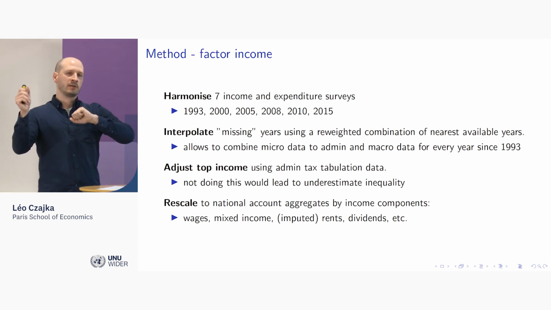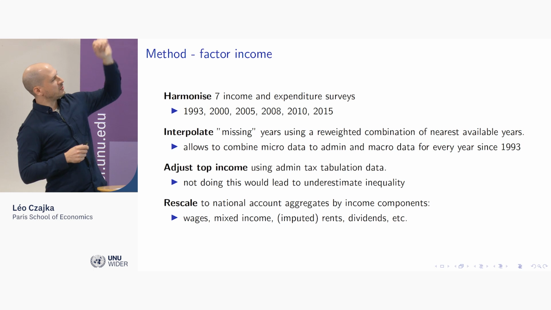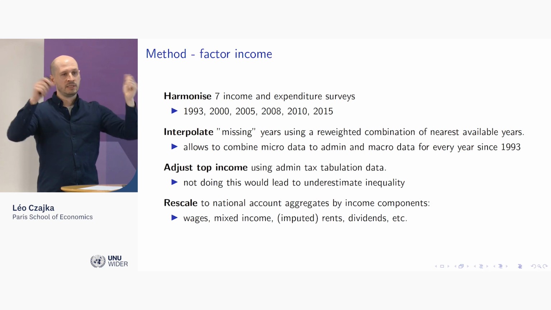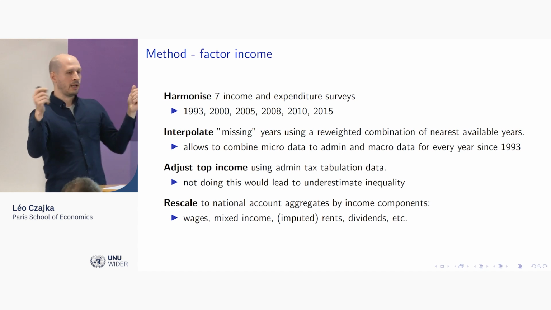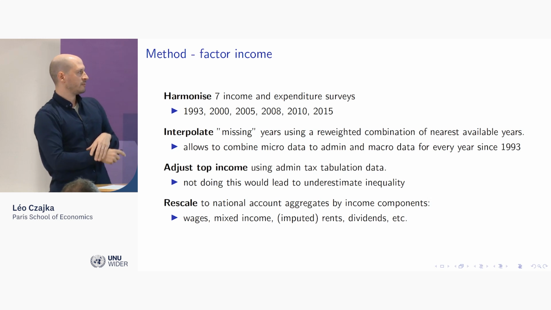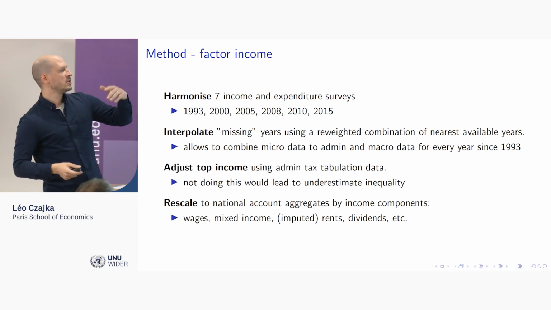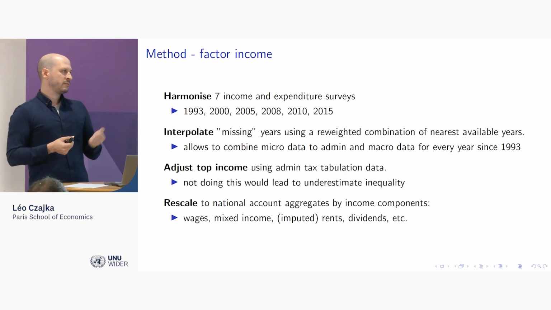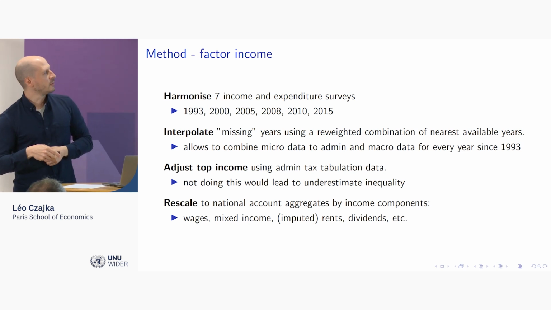We will define different income concepts that reflect the different moments of intervention of the state. First, factor income. We harmonize the 7 income and expenditure surveys for the years that are available. Then we interpolate the missing years by reweighting combinations of the nearest years available. This allows us to plug the macro and national admin data in between the years for which we have no income surveys. We adjust the top incomes for all years using income tax tabulations, so as not to underestimate inequality at the top, which is a risk with surveys. And then we rescale all the factor income components to national account income components.